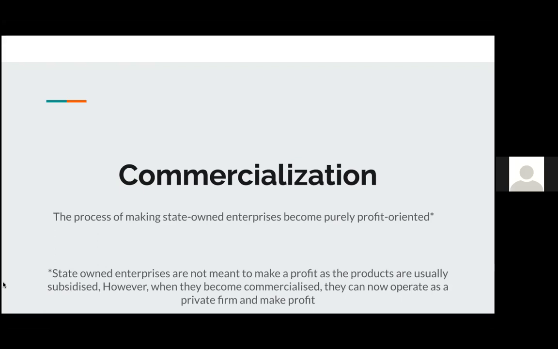Commercialization is slightly different. So you have a state-owned enterprise, but then you're making it become profit-oriented. Earlier on, I mentioned that state-owned enterprises typically are not necessarily profit-driven. And so there's kind of a lack of incentive to do better, to make bold choices. But if you then commercialize it, you're making it become purely profit-oriented. And so the choices that the company will make will be slightly different. Like I said, on the bottom here, state-owned enterprises are not meant to make a profit as the products are usually subsidized. However, when they become commercialized, they can now operate as a private firm and make profit.